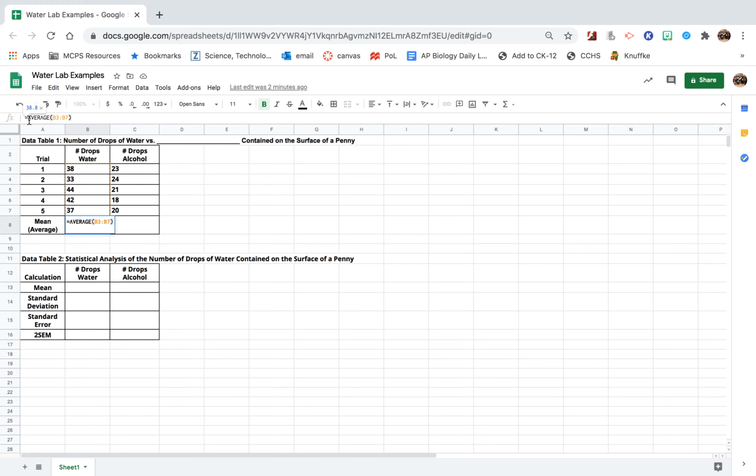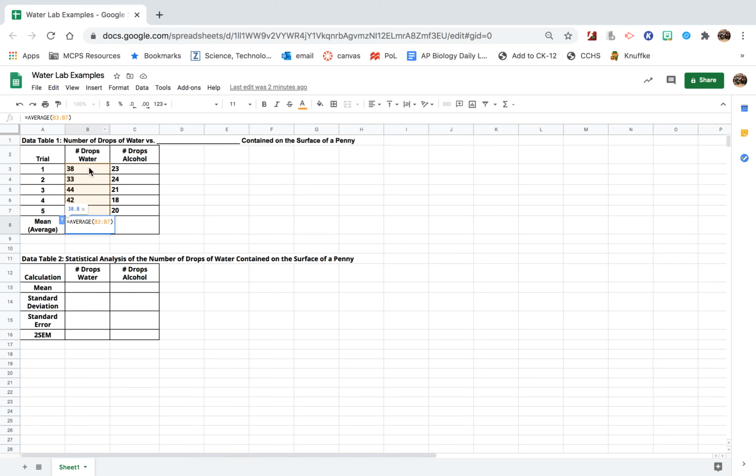Always start out with equals whenever you're giving it a formula. If you just type in average, it won't give you anything, and then you'll know, oh, I forgot to do equals. All right, so whatever I put in cell B8, I want to be equal to the average of B3 through B7. Okay, so I'm using a colon, next to the letter L and the shift, the uppercase one, to tell it, give me the average of B3, this cell here, through B7.